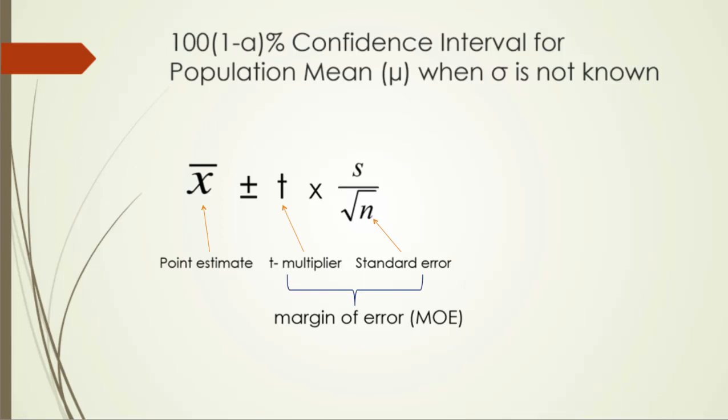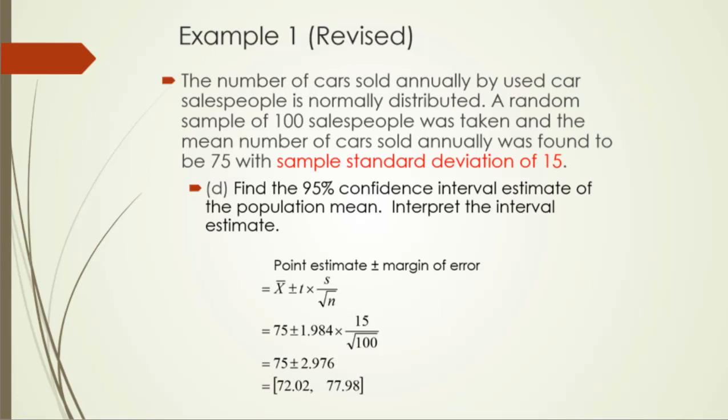Let's summarize the formula for the confidence interval for the population mean when the population standard deviation sigma is not given. It is the same as the previous formula we learned, except replacing the z-multiplier by a t-multiplier, and replacing the population standard deviation by the sample standard deviation. After we find the t-multiplier, we could put all the information we have into the formula and obtain a confidence interval. The interval estimate we get is between 72.02 and 77.98.